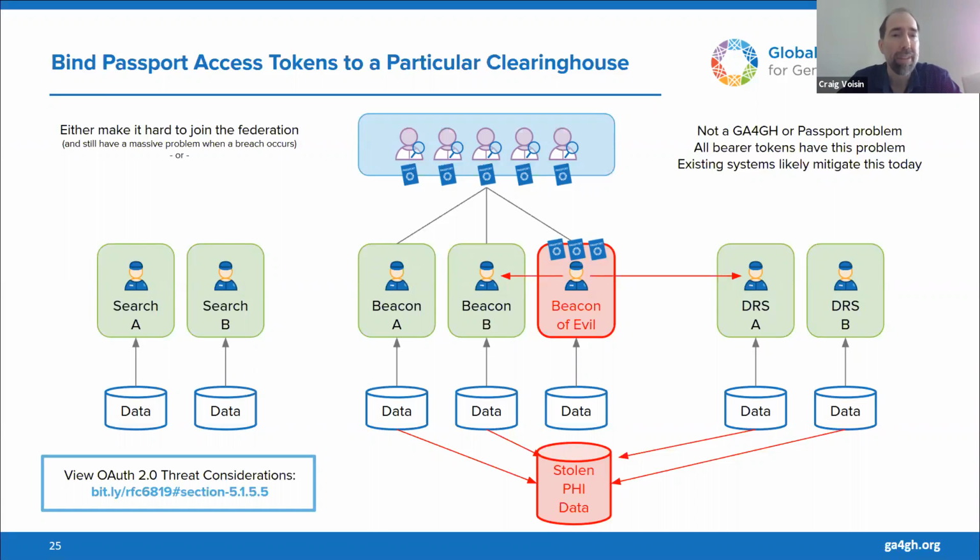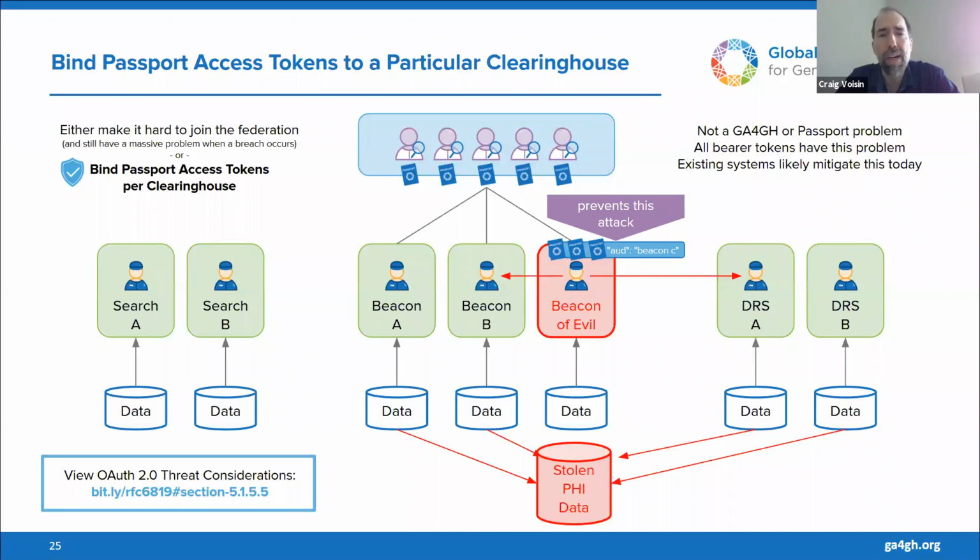So what are our other options? Or we can do this. We can bind passport access tokens per clearinghouse. That's the whole point of this particular section, 5.1.5.5. This is a really important concept. If we just go forward one, we'll see how this gets implemented. It gets implemented by adding to your passport a specific audience for that beacon, beacon C. Now if beacon C tries to make those red arrow calls to other services, beacon B will see that it's not meant for it and it will reject the call. So having them specific per instance is a really important way to prevent this attack.